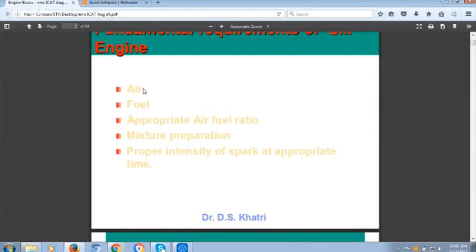Now air and fuel you have mixed and it is now entering into the combustion chamber, right? What you need now? Very good. Now you need spark. And spark intensity is important. Now there are two things. One is, what should be the intensity of the spark?